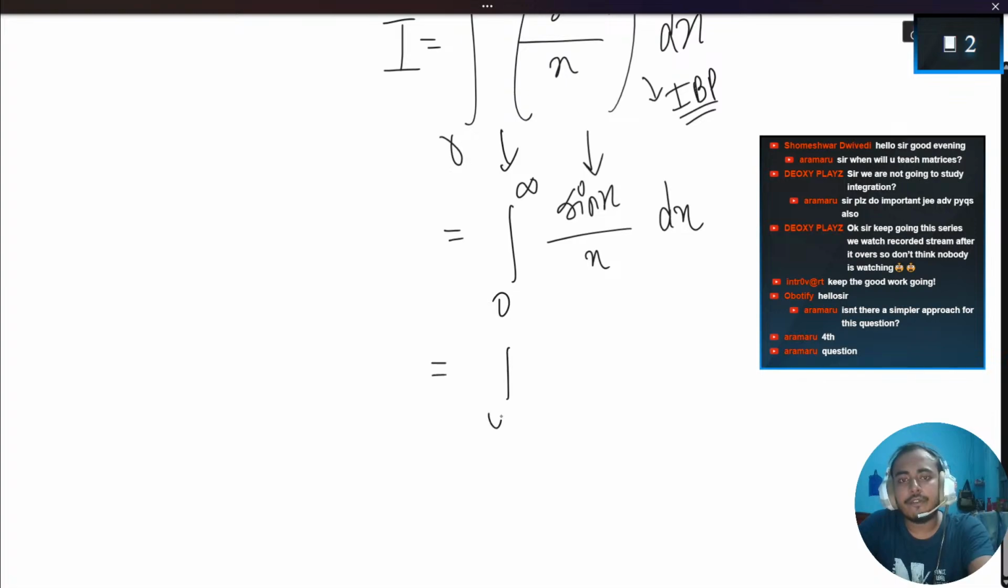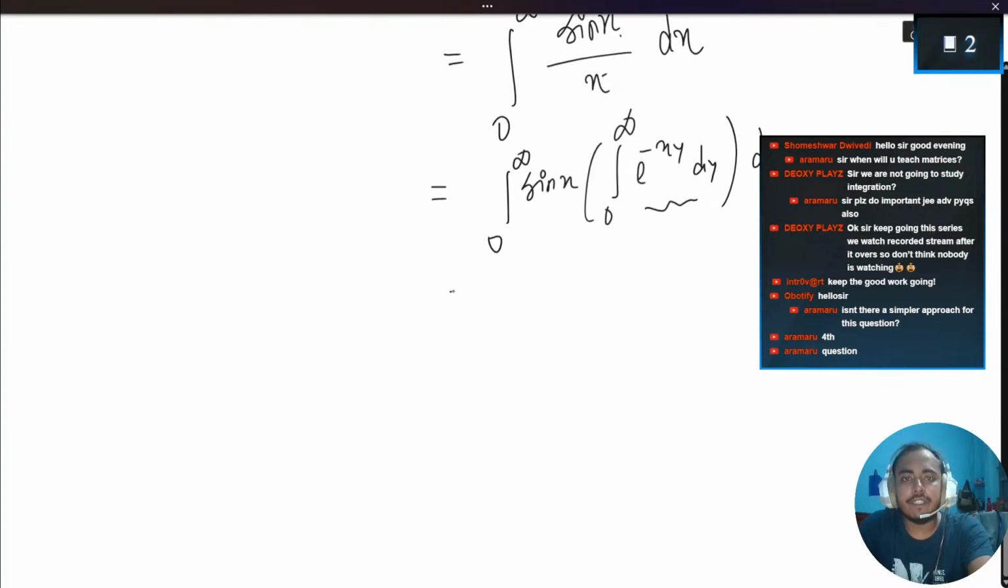You can write this as 0 to infinity sin x, and this 1 by x dx, you can write it as 0 to infinity e to the power minus xy dy, where in this integral, x is acting as a constant. And then since these integrals are convergent, and we can prove that it is legal to interchange the integration signs here, we will do that, and we will get sin x into e to the power minus xy dy dx.